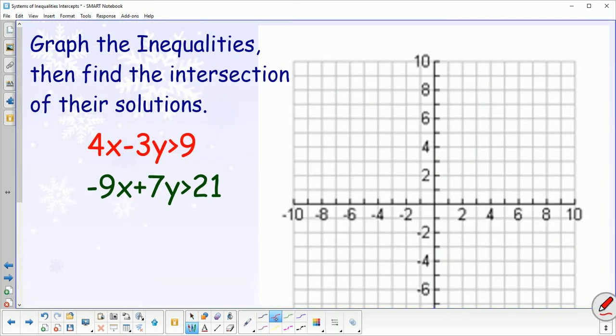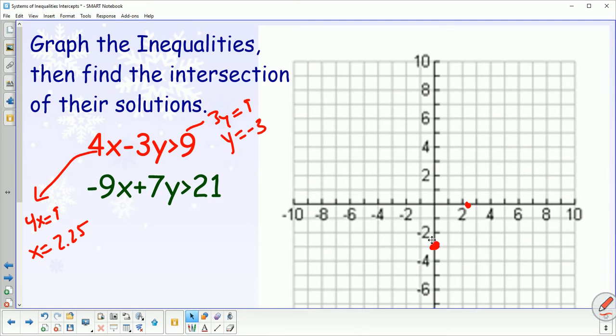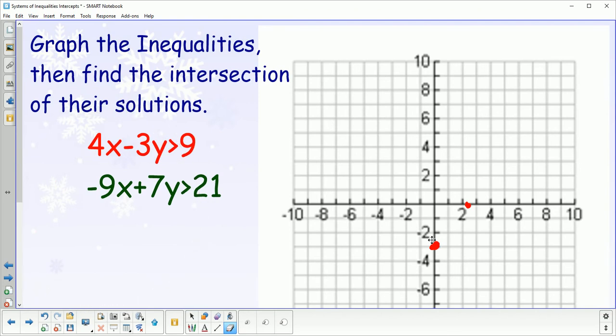Okay, another real quick example. If I do this first one, solving for x, I'd have 4x equals 9, x equals 2.25, so I'm going to put a point just past 2. And then if I do this one, negative 3y equals 9. So y would be negative 3, and I can put a point at negative 3.